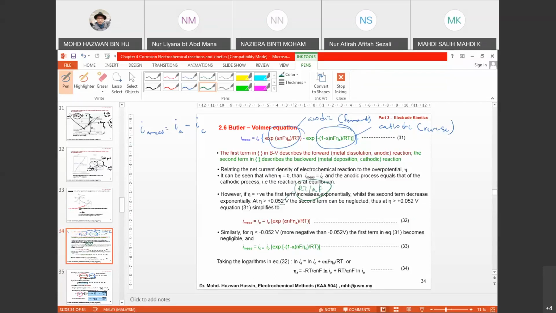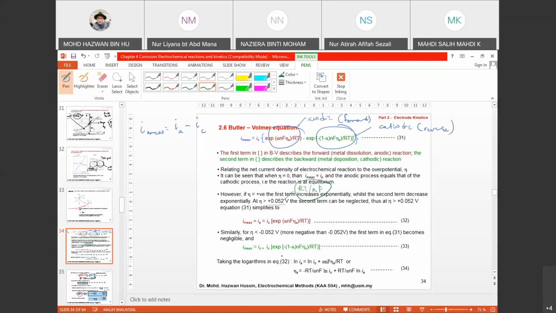We remove this part. And if eta is lower than minus 0.052, then the first term can be neglected. This is the case if you apply a cathodic overpotential. So if you apply a cathodic potential and it is lower than minus 0.052 volt, then the first term can be neglected. You have a more dominant cathodic reaction, or more dominant reverse reaction.